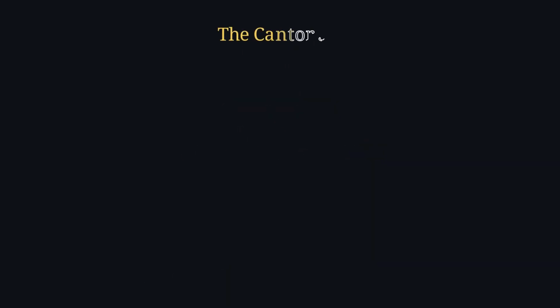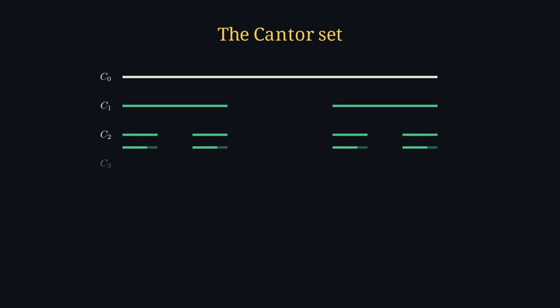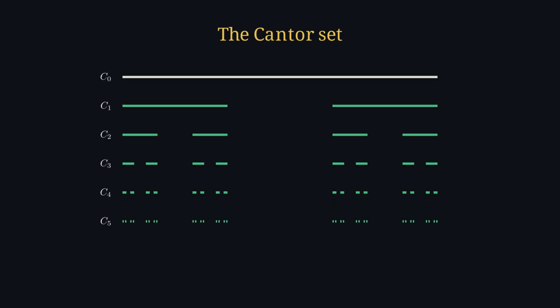Fractals can also go the other way, below dimension 1. Meet the Cantor set. Start with a line segment and just delete the middle third. Then delete the middle third of what's left. And again. Forever. What survives is a fine dust of points. Full of holes but never quite empty.